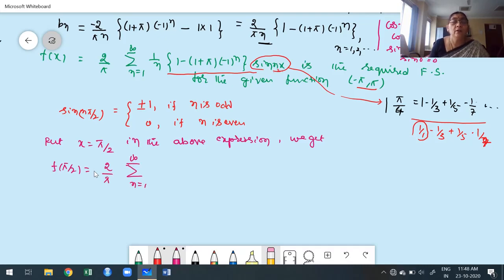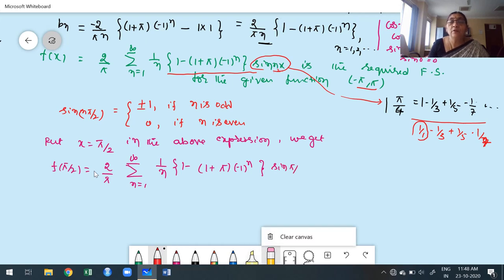Okay. Now I have to put the value of x, which is pi by 2, into 1 plus pi into minus 1 to the power of n of sine of n pi by 2. Once you put the value of x into sine of n pi by 2, you have to know very carefully. You already know that sine of n pi by 2 is equal to plus or minus 1 only for odd cases of n. Therefore, it is not necessary to take 1 to infinity.